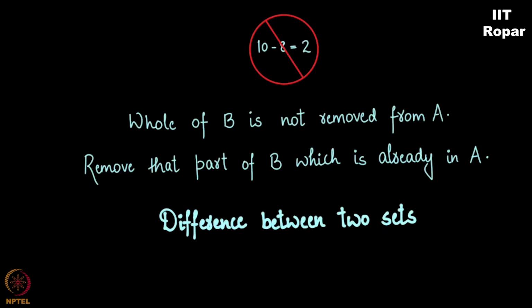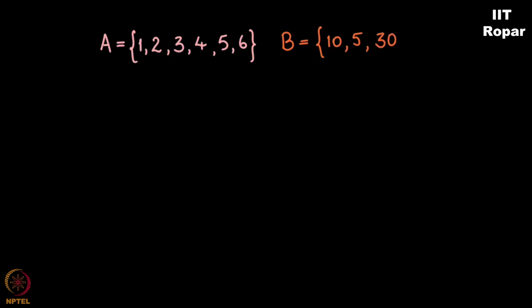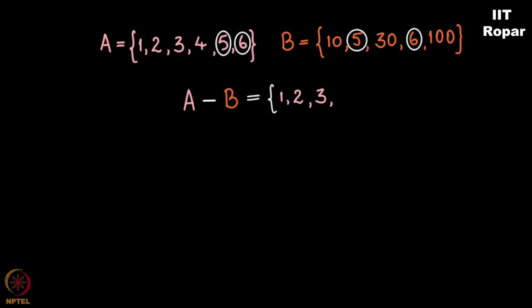Let me illustrate this with an example. Let A be equal to {1, 2, 3, 4, 5, 6} and B be equal to {10, 5, 30, 6, 100}. So what is A minus B? In A you have 5, 6. It is also present in B, 5, 6. The rest are not in A, 10, 30 and 100. They are not in A. So A minus B will simply be {1, 2, 3, 4}.